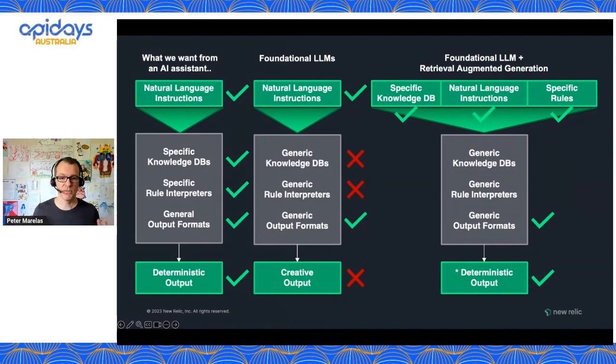Now, I won't say that this approach is foolproof or perfect, because these models are fundamentally probabilistic in the way that they generate output, so they can't be entirely deterministic, right? And that's why I have the asterisk there. But it is better to use the models this way than to just use them as vanilla foundational models.